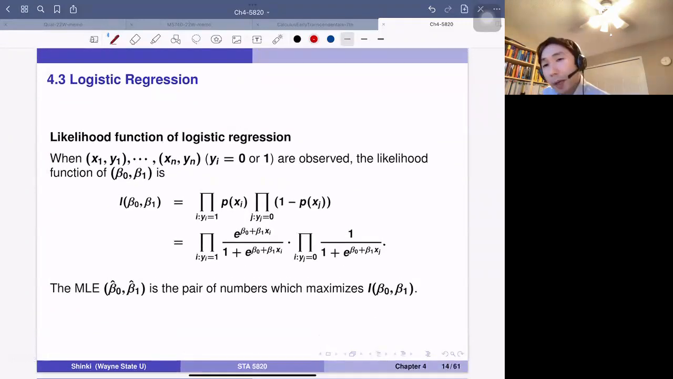And how do we estimate the logistic regression by this maximum likelihood method? Okay, so last time, I think you did a quiz to calculate probability from beta naught and beta 1. So given the parameters, we can calculate the probability.